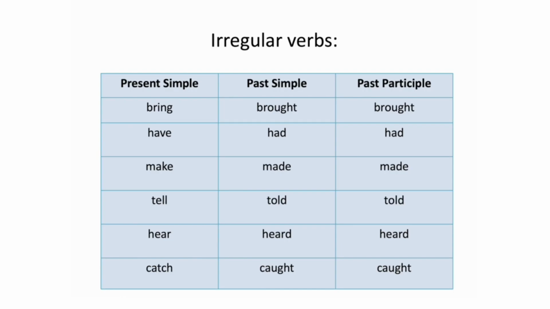Now, some verbs have the same past simple and past participle. Bring, brought, brought. Have, had, had. Make, made, made. Tell, told, told. Hear, heard, heard. Catch, caught, caught.